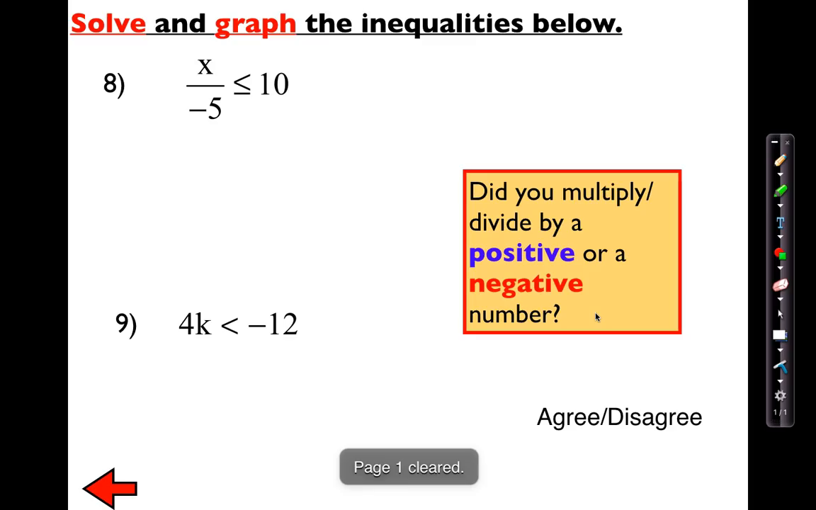Okay, so now that we've had some practice, let's continue solving some more inequalities. Why don't you pause the video and try number 8 and 9 by yourself.